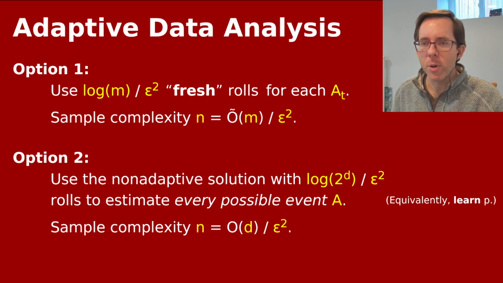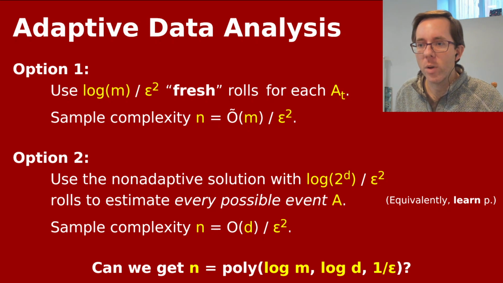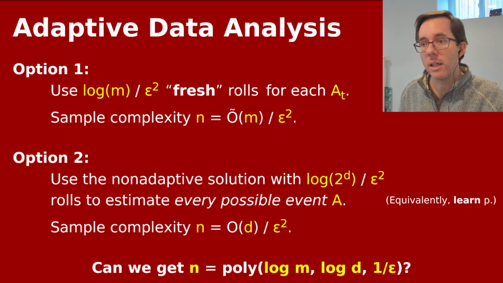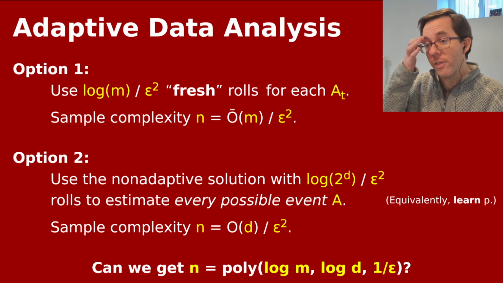So we have these two disappointing outcomes because they each have linear dependence on the parameter m or d, whereas we were getting logarithmic dependence before. So one might ask the following question: can we solve this adaptive data analysis problem where the number of samples n is polynomial in log m, and maybe log d is okay, and still 1 over epsilon? So that's an excellent question.